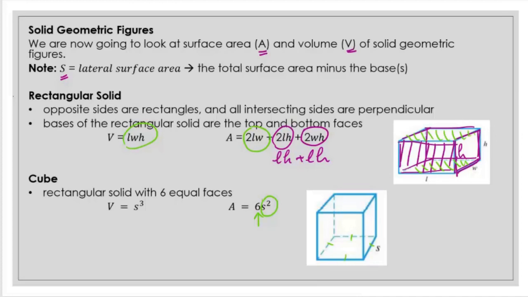The same way that volume is length times width times height for the rectangular solid, the volume for the cube is 3 lengths, they're just all the same measure, multiplied together. So we express it as S cubed.